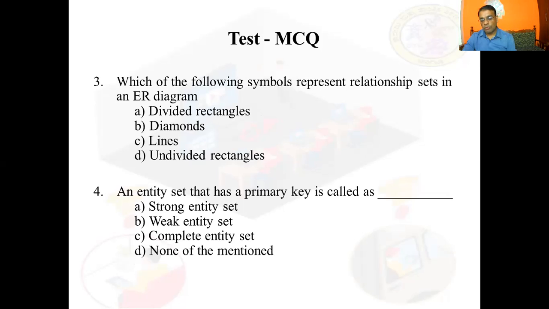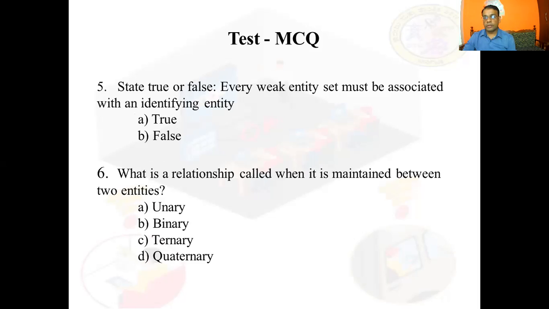Third question: which of the following symbols represents the relationship sets in an ER diagram? I think this is repeated. Diamond is the answer. An entity set that has a primary key is called a strong entity set, so it's not a weak entity. If an entity does not have a primary key, it is called a weak entity. True or false: every weak entity set must be associated with an identifying entity. That means a weak entity has to be associated with the owner entity via the identifying relationship type. So the answer is true.